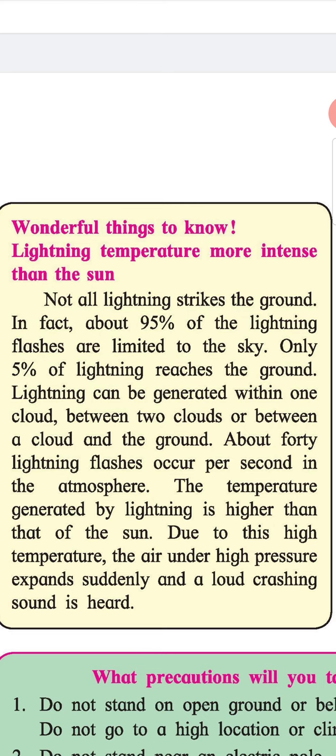About 40 lightning flashes occur per second in the atmosphere. The temperature generated by lightning is higher than that of the sun. Due to this high temperature, the air under high pressure expands suddenly and a loud crashing sound is heard.